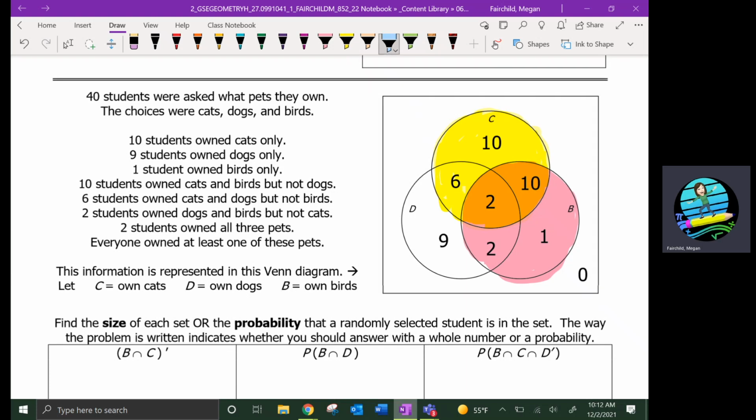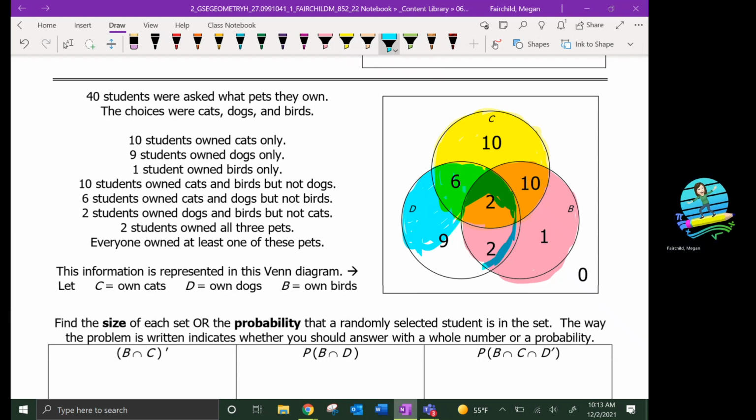All right, what's my other color here? Blue? Let me get a brighter blue. Dogs would be this whole circle. How many people have dogs? 9 plus 6 plus 2 plus 2, right? How many people have a dog and a bird? Dog and bird. Intersection of dog and bird. 4.